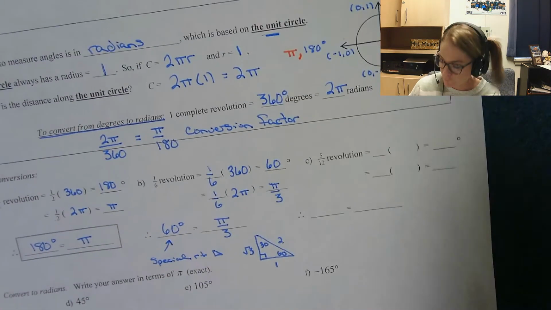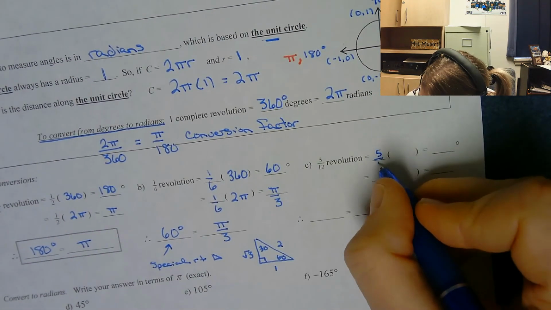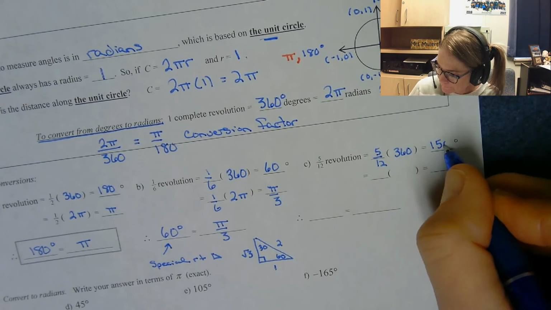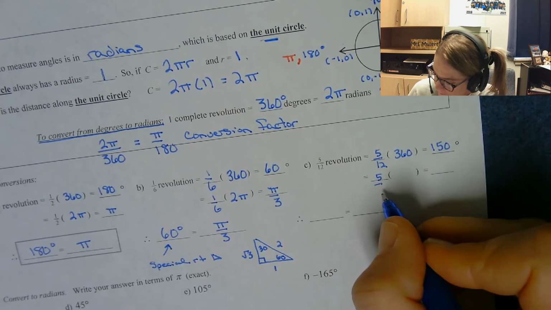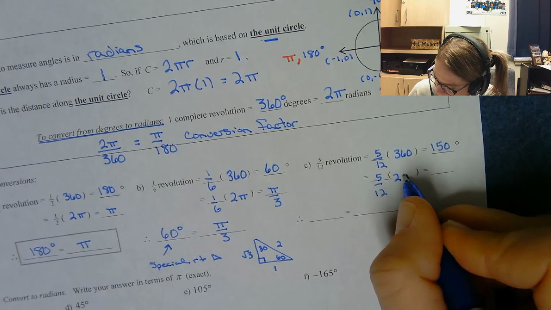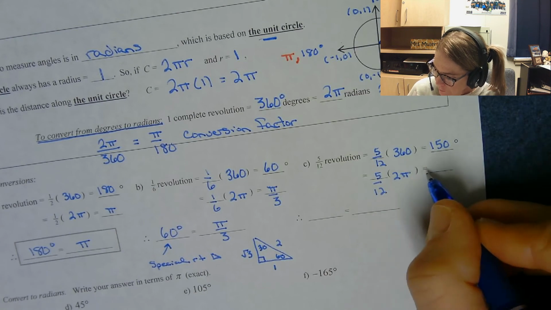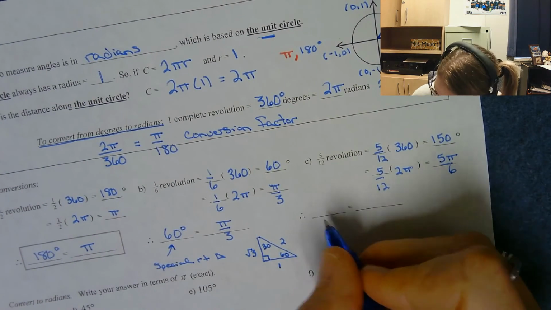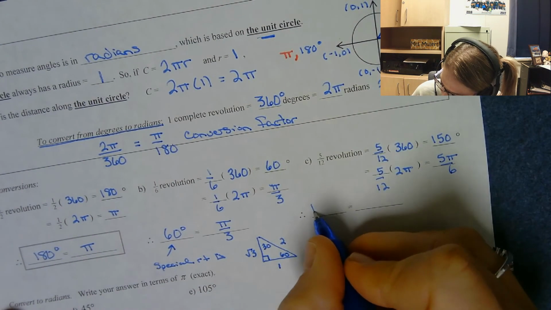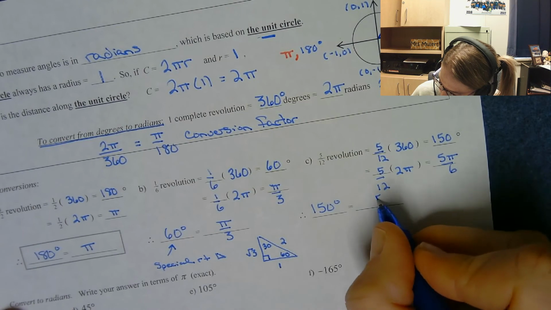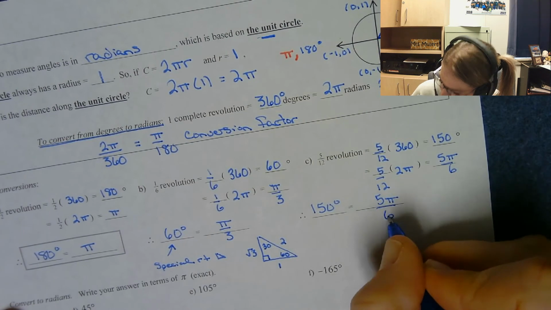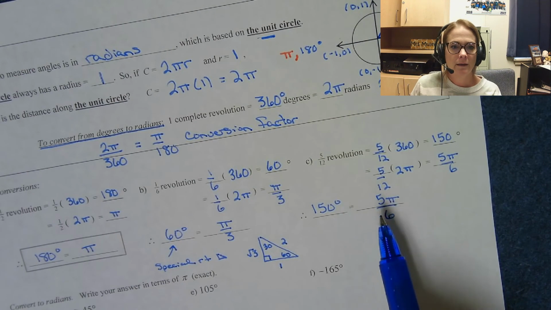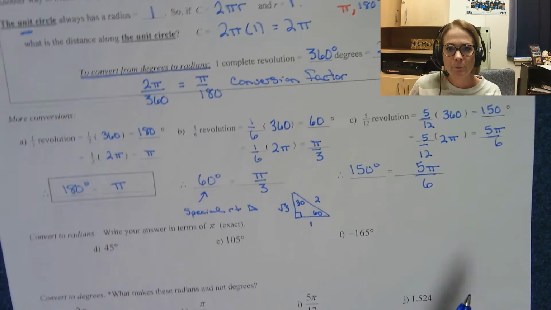All right, 5/12 of a revolution is 5/12 of 360, so that's 150. If you did 5/12 of 2 pi, after canceling you're looking at 5 pi over 6. So 5 pi over 6 is an equivalency to 150 degrees. We will be looking at this a lot as well as we move forward with this section.